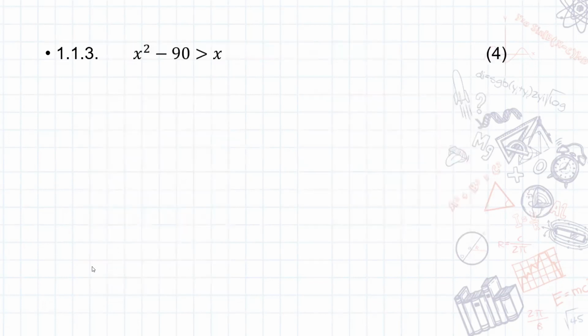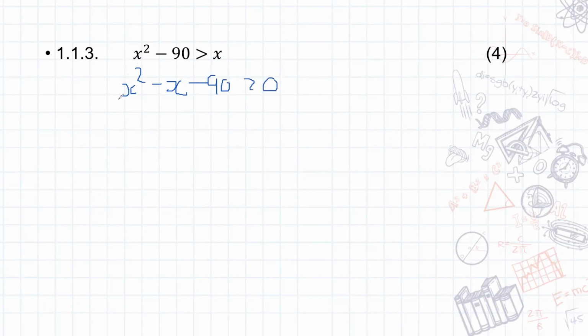Now, this question here is an inequality. So the first step is to bring x to the other side by using a minus or a plus. We cannot divide by x because we don't know the sign, and the sign could change our inequality sign. So you can only move an x or an unknown across by adding or subtracting. So we'll have x squared minus x minus 90 is greater than 0.